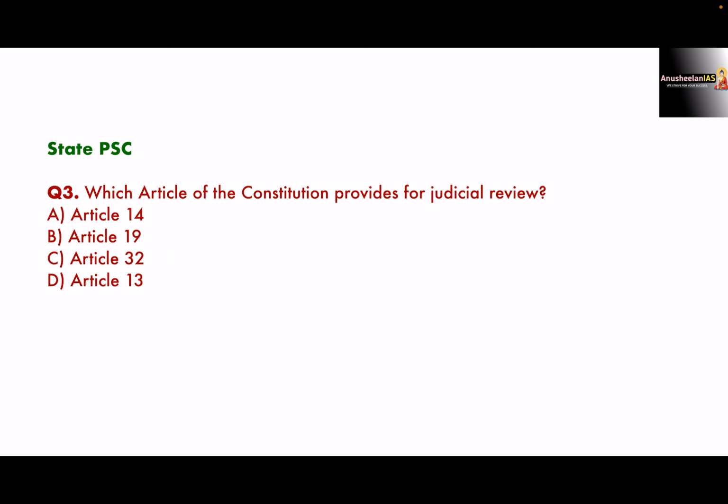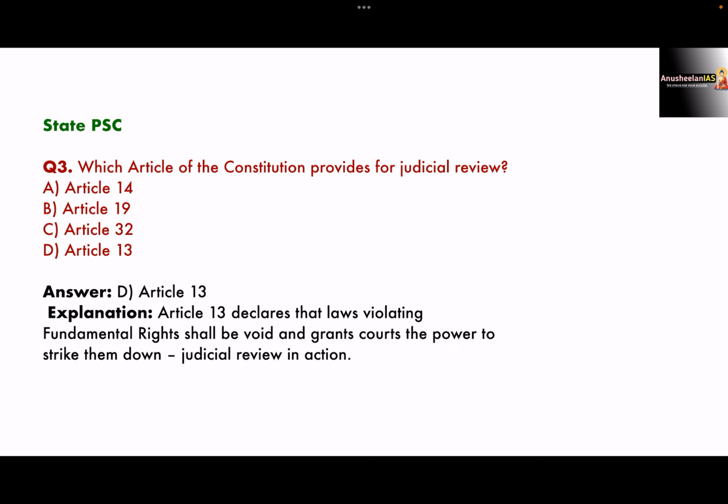Which article of the Constitution provides for judicial review? Option A, Article 14, B, Article 19, C, Article 32, D, Article 13. Answer is option D, Article 13. Article 13 says all laws violating the fundamental rights shall be void and grants courts the power to strike them down.